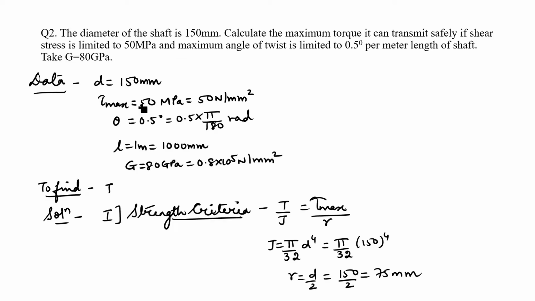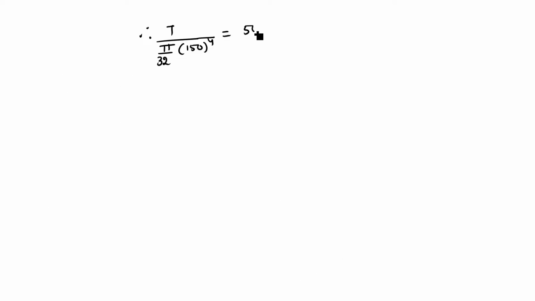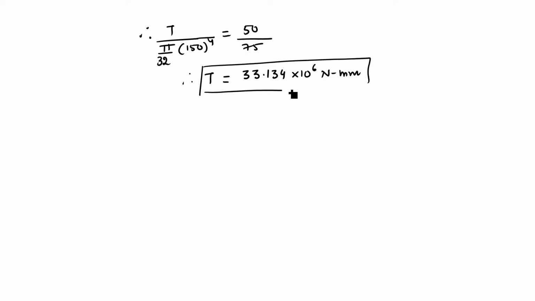Therefore, T upon pi by 32 into 150 raised to 4 is equal to tau, which is 50, upon R, that is 75. So when I solve this, I get the value as 33.134 into 10 raised to 6 Newton mm. Now I'll leave it at this value itself.